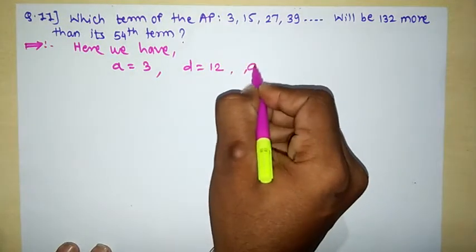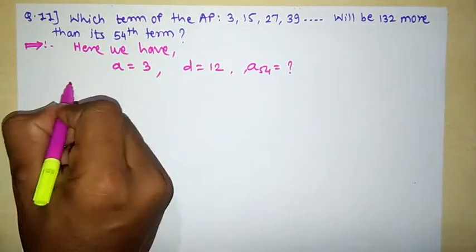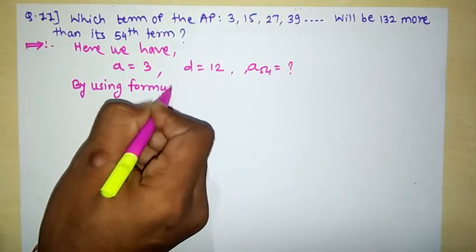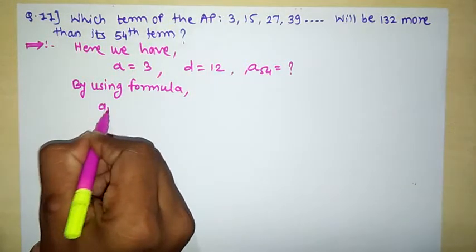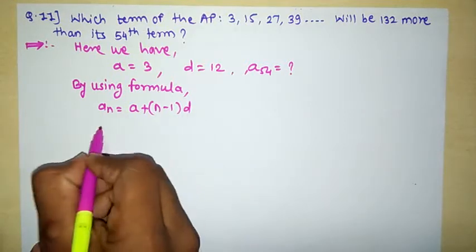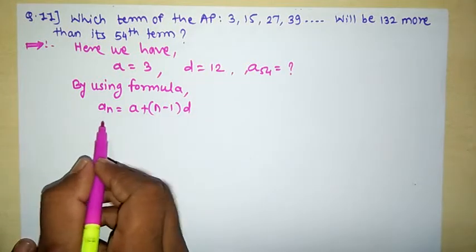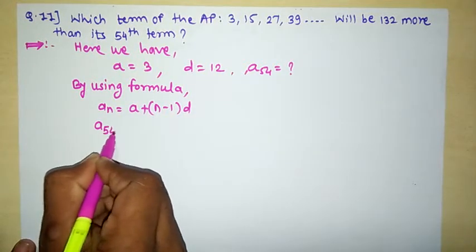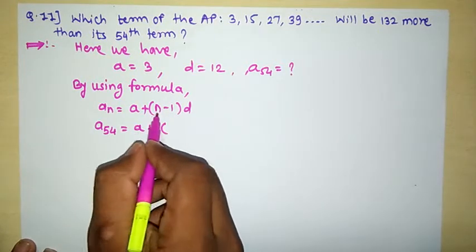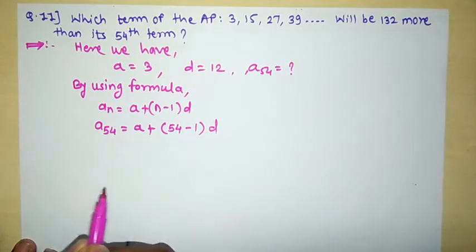We have to find A54. A54 is equal to how much? That we have to find here by using the formula an is equal to a plus n minus 1 into d. Now we have to find A54, that is the 54th term. Therefore we will apply the formula for the 54th term. A54 is equal to a, that is the first term, plus, here instead of n we have to write 54, because we are writing the formula for the 54th term, into d.